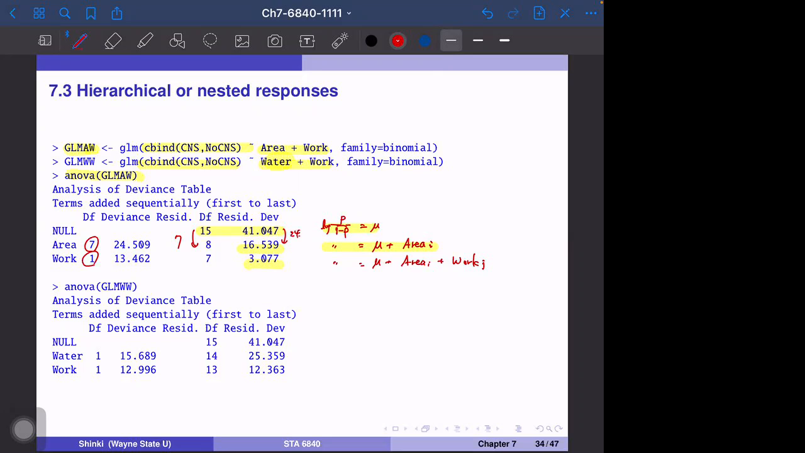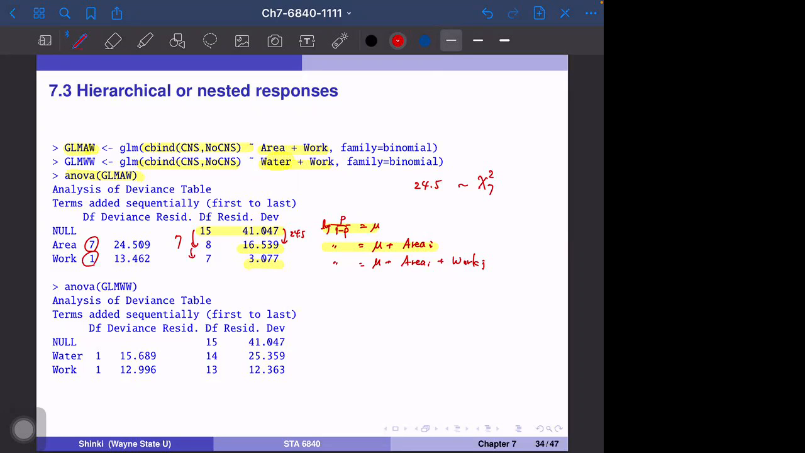So you can see that the 24.5 should follow... I mean, 24.5 is a realization of a chi-square random variable with DF 7. So probably it's significant, because chi-square 7 has the mean, the expectation, of 7. So 24.5 is pretty large.